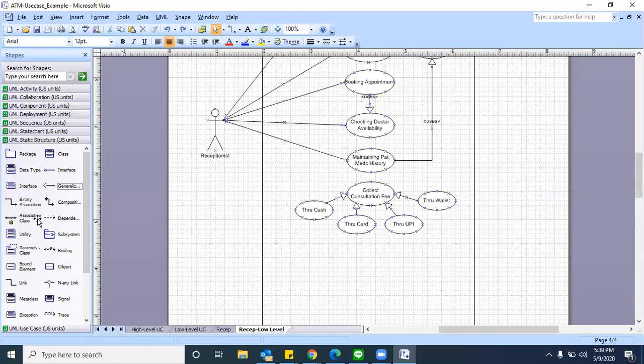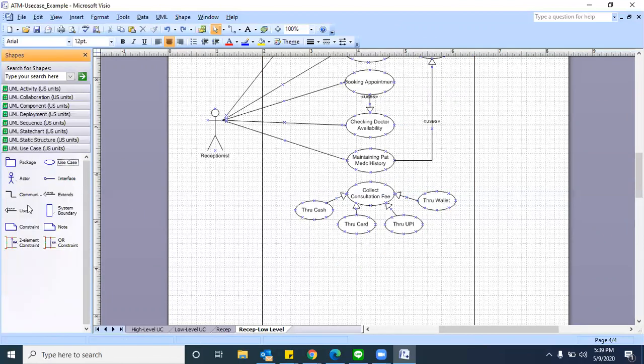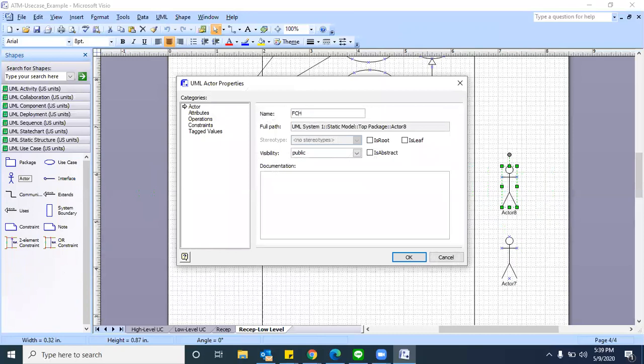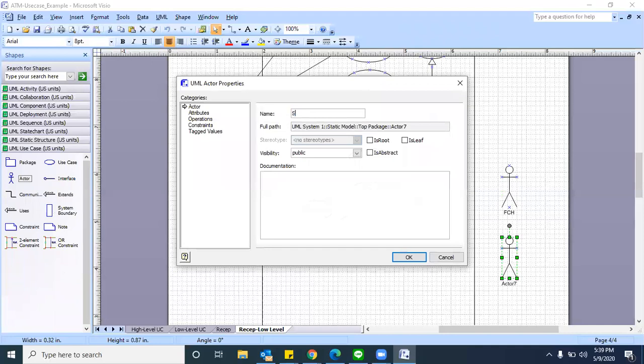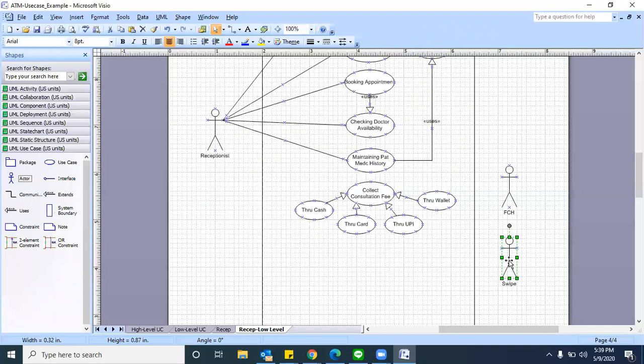Again, now we need to connect even to secondary actors as well, right or wrong? Secondary actors are mandatory: the swipe machine and FCH, right?